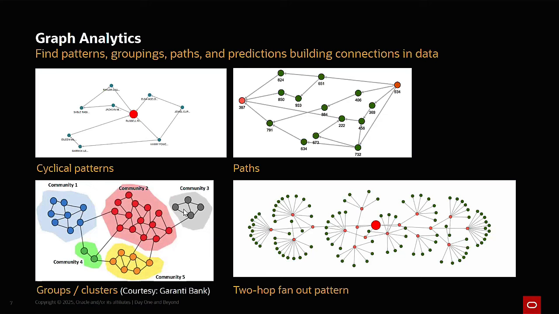Graphs are also very helpful in identifying communities. These are nodes in the graph that are more tightly connected to each other than they are to the rest of the graph. And then there are graph algorithms you can run once you model your data as a graph to get insights like this, like the different communities here.